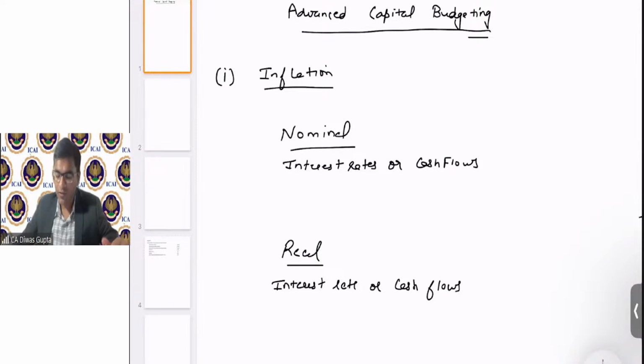Can anyone of you tell me what is the basic distinction between nominal and real? Whether it is an interest rate or a cash flow. Would anyone like to attempt this? What would be the cause of difference, or what is the general difference between these two terms when we talk about inflation? In our practical life also, we would have heard somebody saying nominal interest rates, nominal cash flows, similarly real interest rate, real cash flows. But what is the difference that drives these two different definitions? Students?